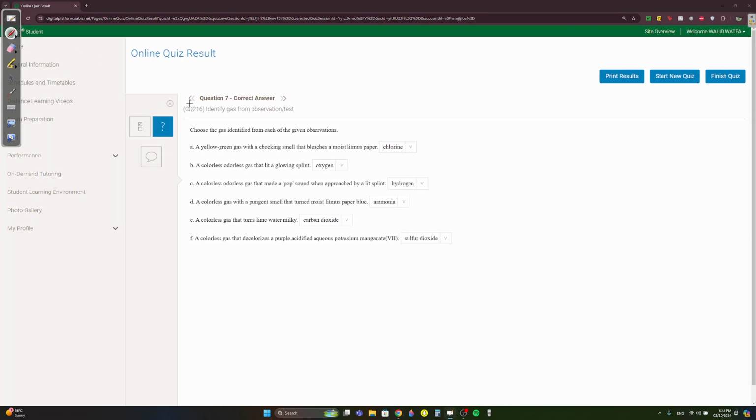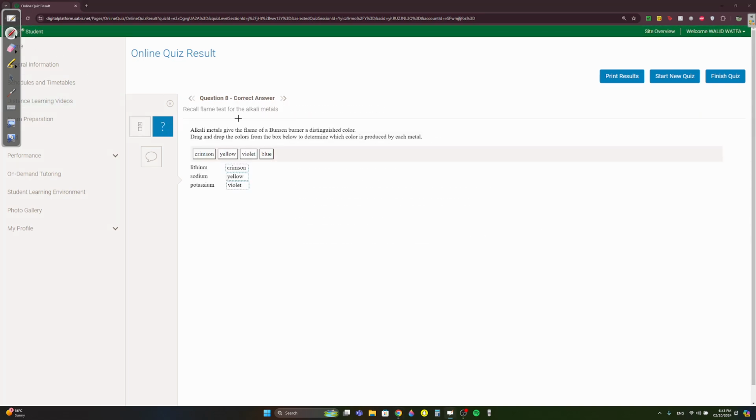Question 7. What's a yellow-green gas? I know yellow-green is chlorine. That's how I memorized it. A colorless, odorless gas that relights a glowing splint is oxygen. Anytime you think of a glowing splint, any fire, what causes a fire? Oxygen. A colorless gas that makes a pop is hydrogen. Just memorize this. A pungent smell that turns red litmus paper blue, that turns moist litmus paper blue, there's nothing but ammonia. Which one turns lime water milky? Carbon dioxide. Which one decolorizes purple potassium manganate? Sulfur dioxide. Okay.